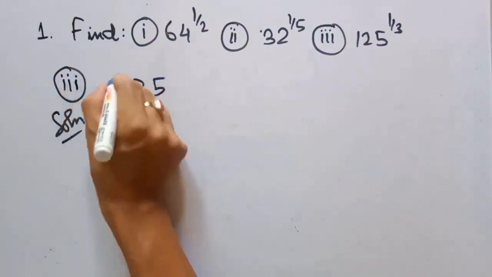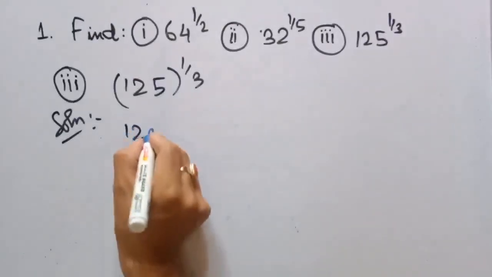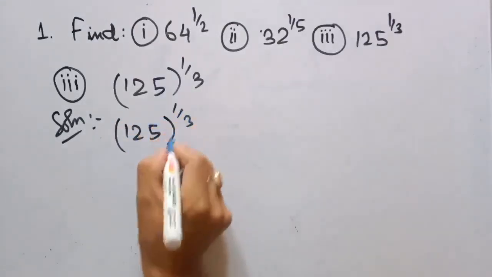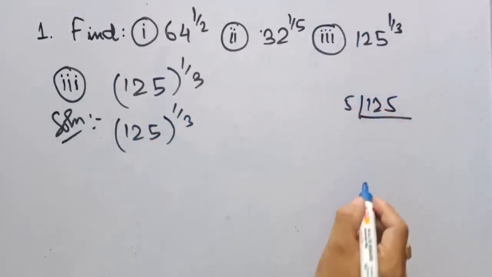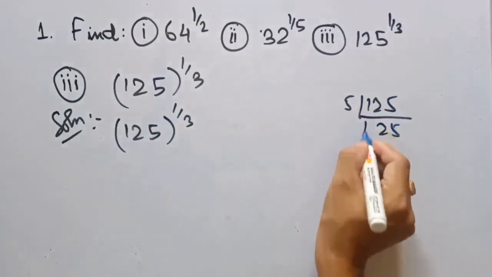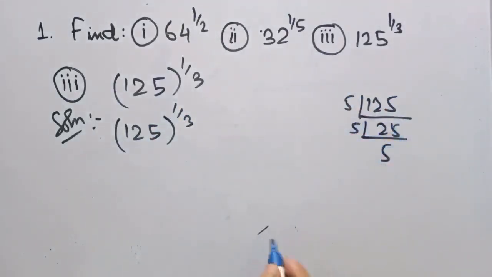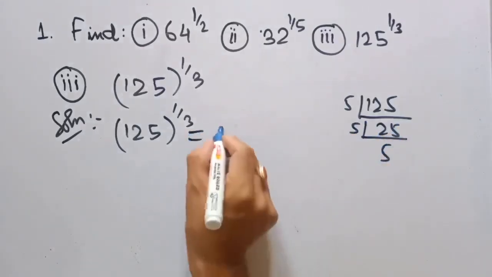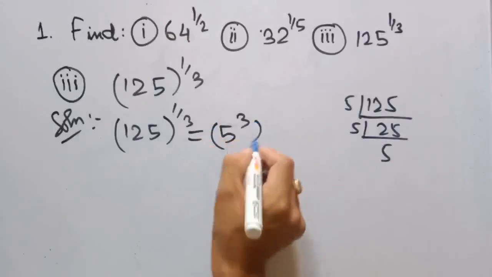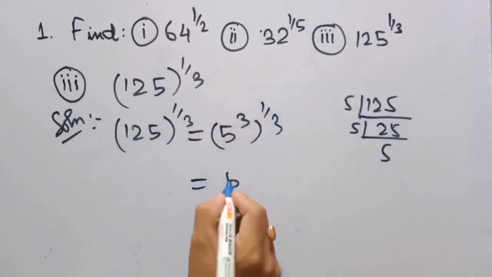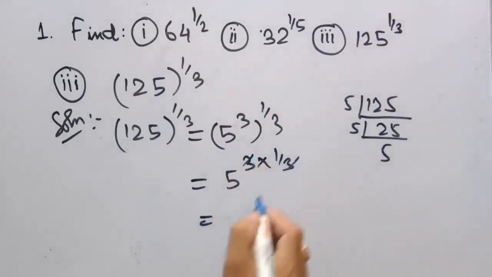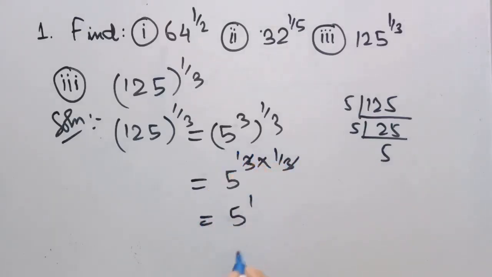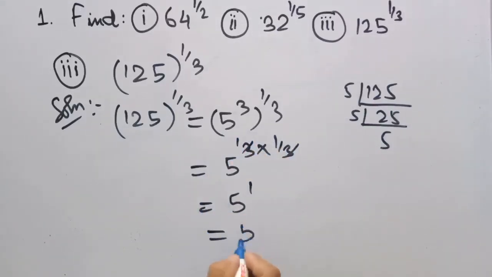125 to the power 1 by 3. Solution. Let us prime factorize 125. 5 times 25, 5 times 5. So 125 can be written as 5 to the power 3, to the power 1 by 3, equal to 5 to the power 3 into 1 by 3, equal to 5 to the power 1, which is equal to 5. So the required answer is 5.